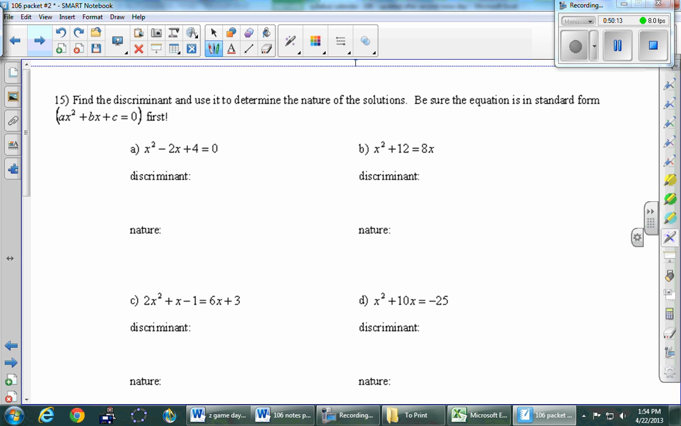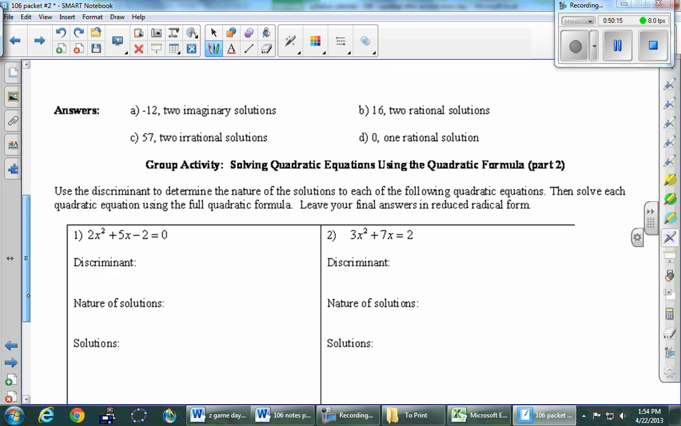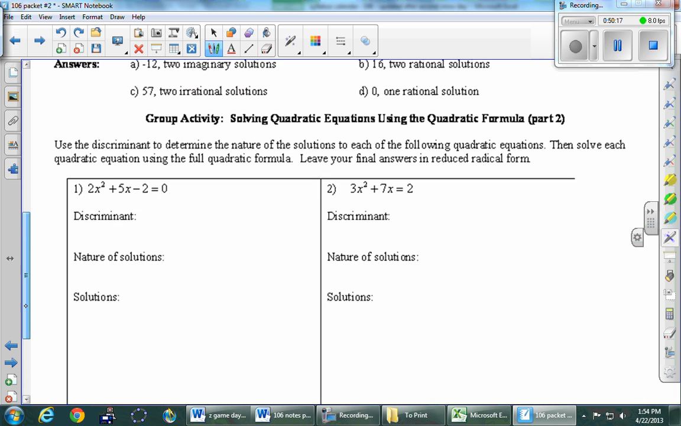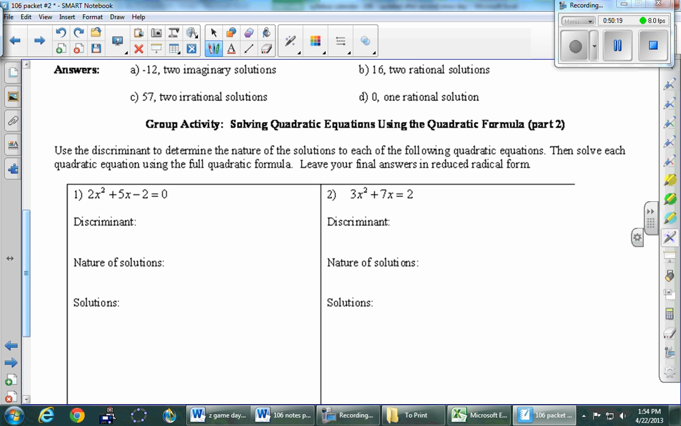Okay, so why don't we skip that part, jump down to the group activity. Let's make sure that everybody's clear. We'll have 15 minutes, but should be enough time to make some good progress here. You're going to do 3 things for each of these problems. Stick with me for just a moment. You are going to calculate the discriminant.